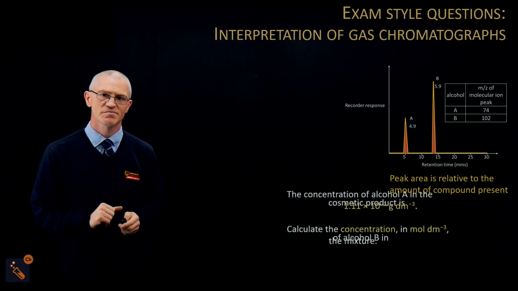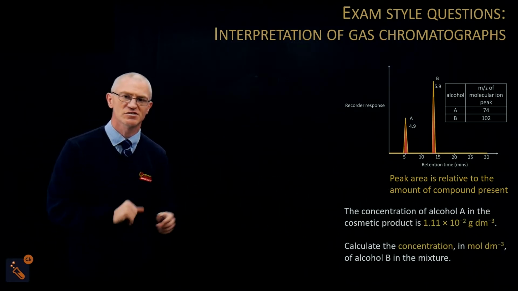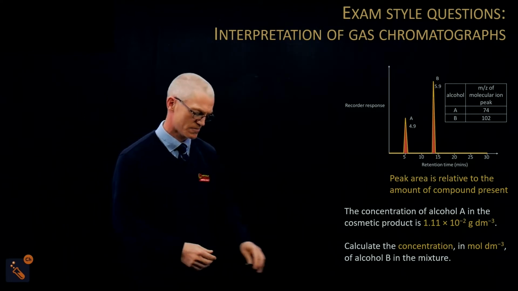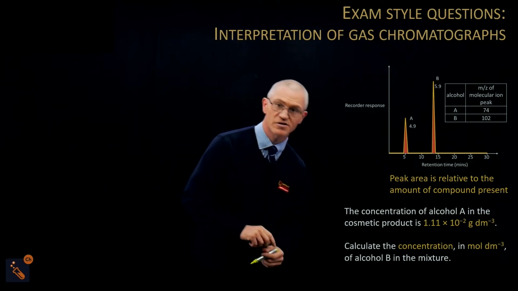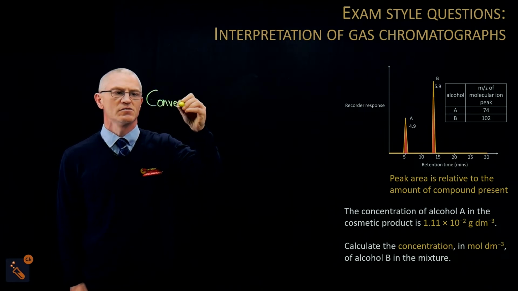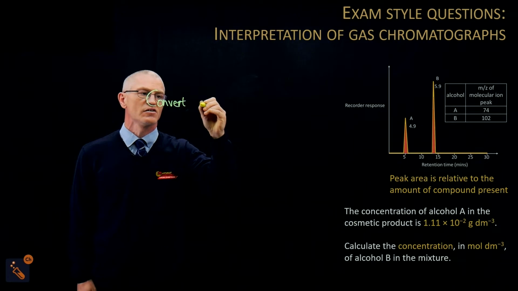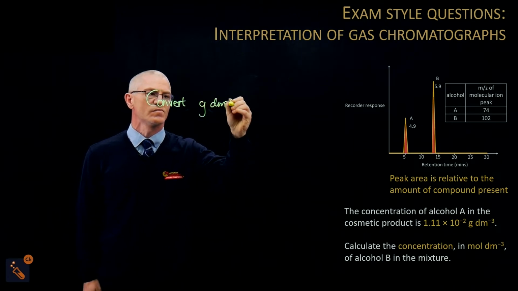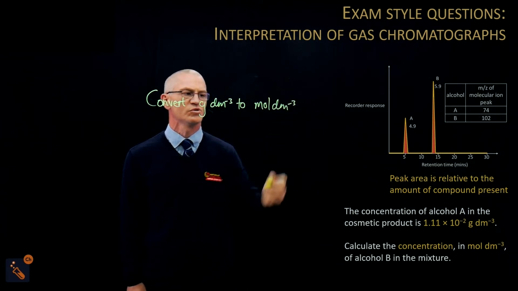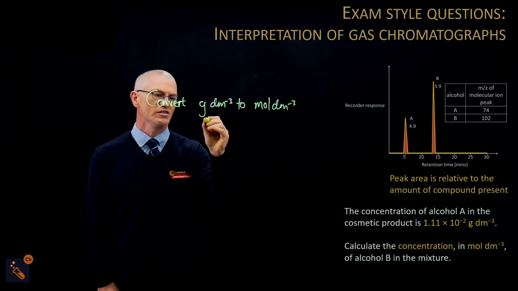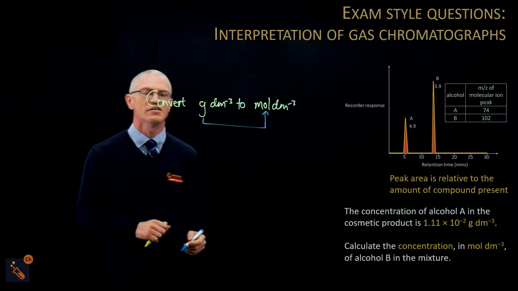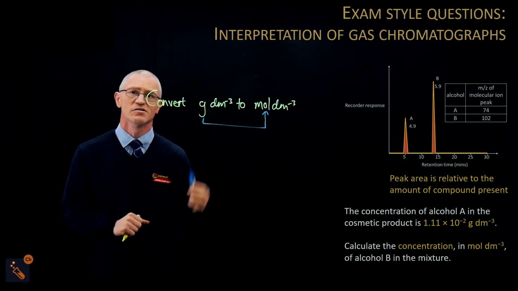Let's put this down to the bottom and highlight the key areas. We've got to give a concentration in moles per decimeter cubed, change it from grams per decimeter cubed, and we've got to go from A to B. First of all, we've got to do the conversion, so we've got to convert grams per decimeter cubed to moles per decimeter cubed. The only difference is going to be between the grams and the moles. So basically we've got to convert grams to moles.